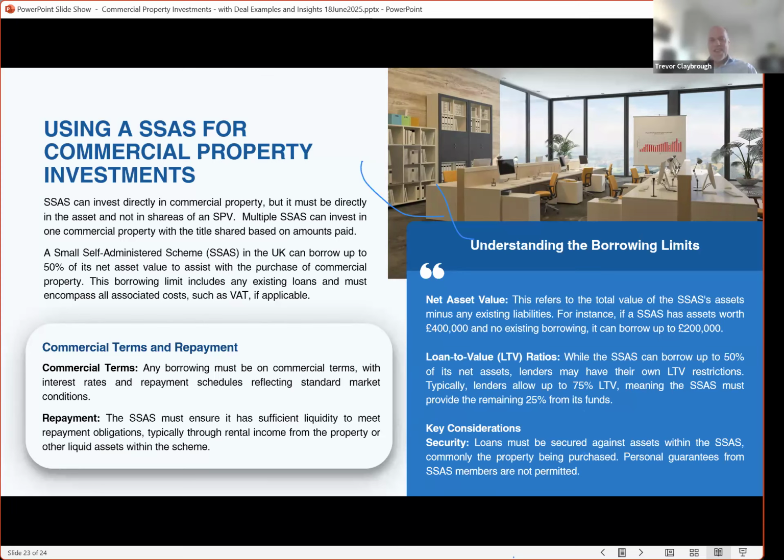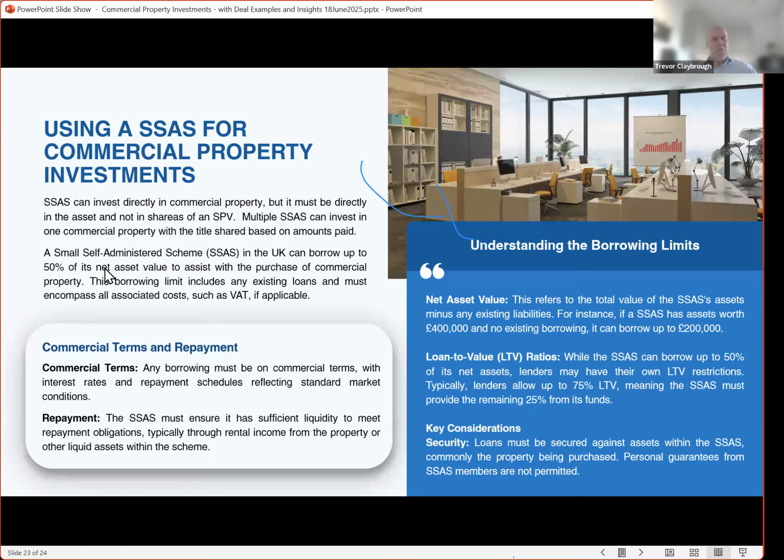In this case, the title is not split, but the title is shared between the different SSAS pension funds that invest in that property, and then typically a separate holding operating company is established to look after it, to generate the income, and then send that income to each of the individual SSAS funds that have invested.